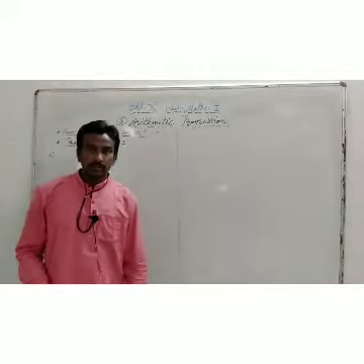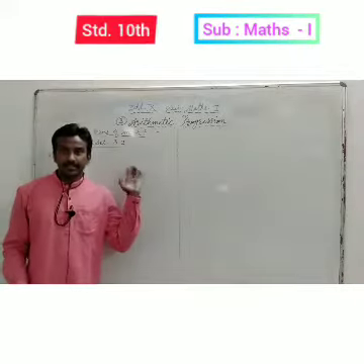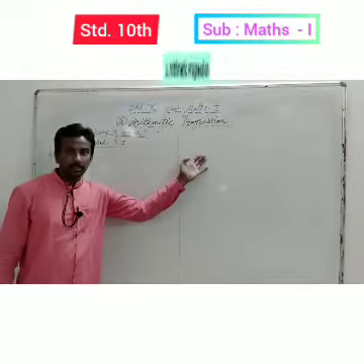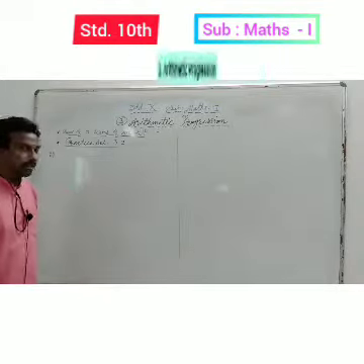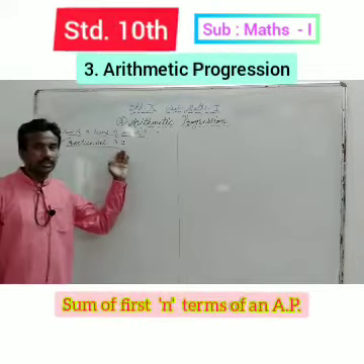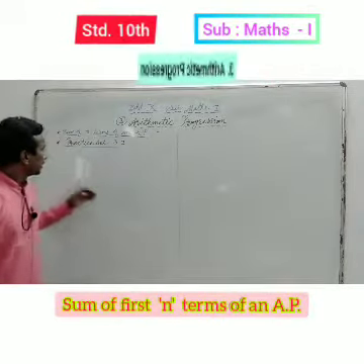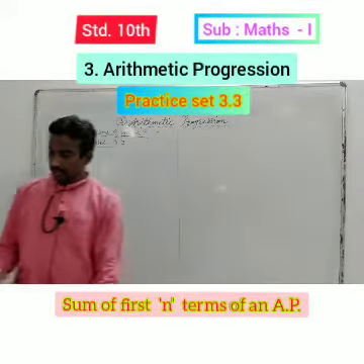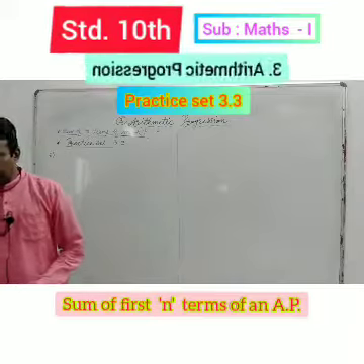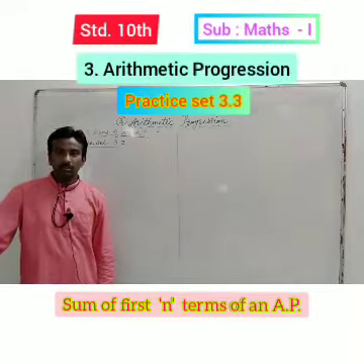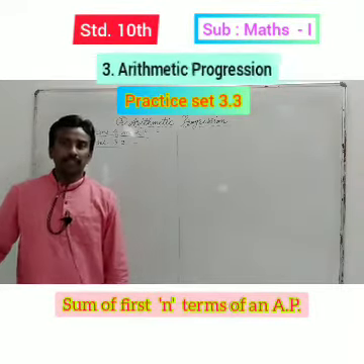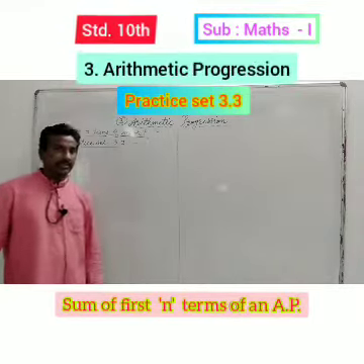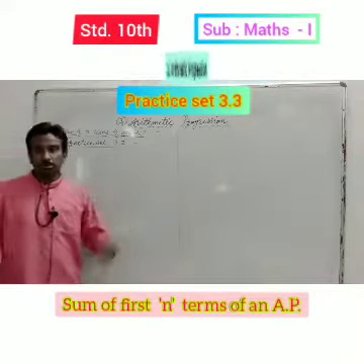Hello friends, today we are going to learn Standard 10 Subject Maths 1 Chapter number 3 Arithmetic Progression. In that we are going to study about sum of n terms of an AP. Practice set 3.3. In practice set 3.3 we have already seen question number 1 to 4 and question number 5 is based on activity.